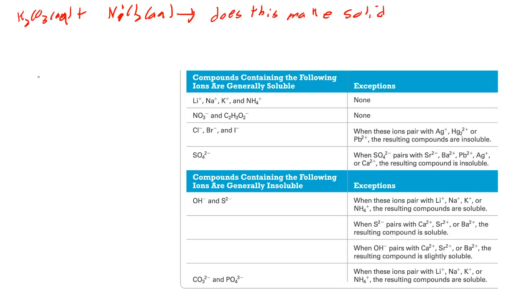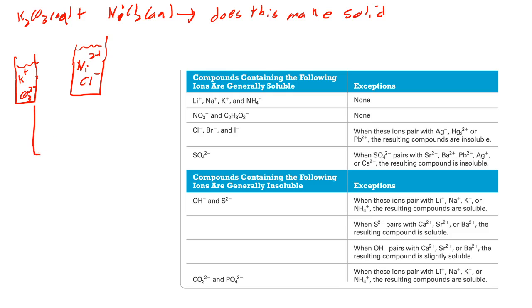What this means is you have two beakers. One beaker has some K pluses and some CO3 2 minuses. The other beaker has some nickel 2 pluses and some chlorine minuses. So inside their own beakers, they're not going to make a solid because those substances are aqueous. So as long as you only have nickel and chlorine around each other and potassium and carbonate around each other, they don't make a solid.